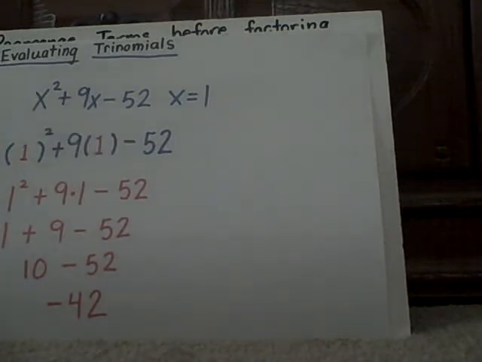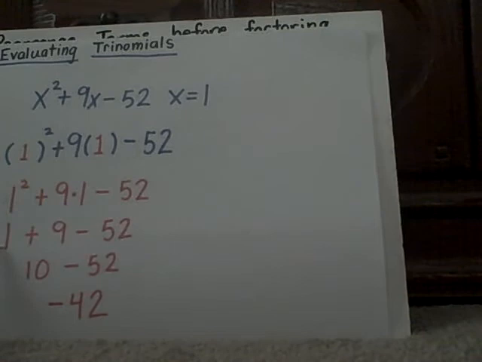Remembering your order of operation, you do the exponent first. 1 squared is just 1 because 1 times 1 is 1. 9 times 1 is 9, and then the minus 52 carries down. Remembering the left to right rule, make sure you do the addition before the subtraction because it comes first. Remember, whatever comes first, you do first. 1 plus 9 is 10, and 10 minus 52 is a negative 42.